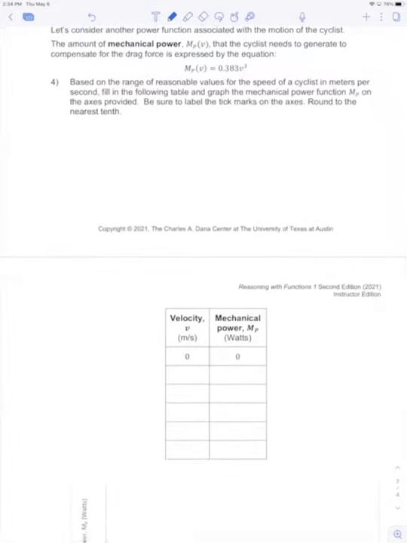Let's consider another power function associated with the motion of the cyclist. And this is the amount of mechanical power, noted as m sub p of v, that the cyclist needs to generate to compensate for the drag force, expressed by this equation right here. It's the same equation, except that we are cubing. We're raising the v to the third power. So part 4, based on the range of reasonable values for the speed of a cyclist in meters per second, fill in the following table and graph the mechanical power function m sub p on the axes provided. Again, be sure to label the tick marks on the axes, round to the nearest tenth.